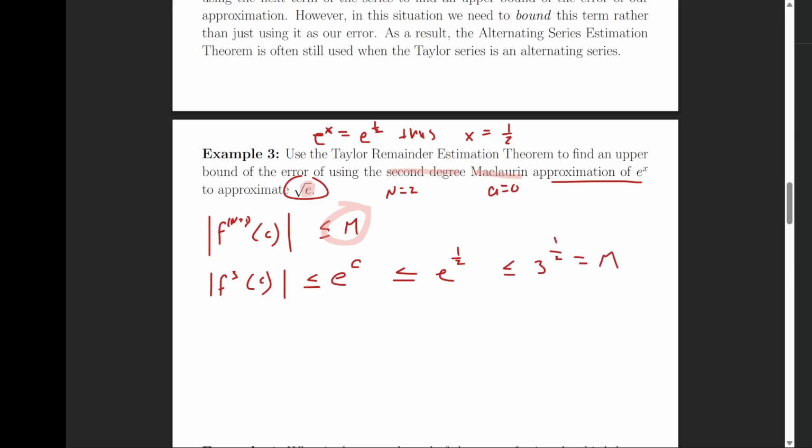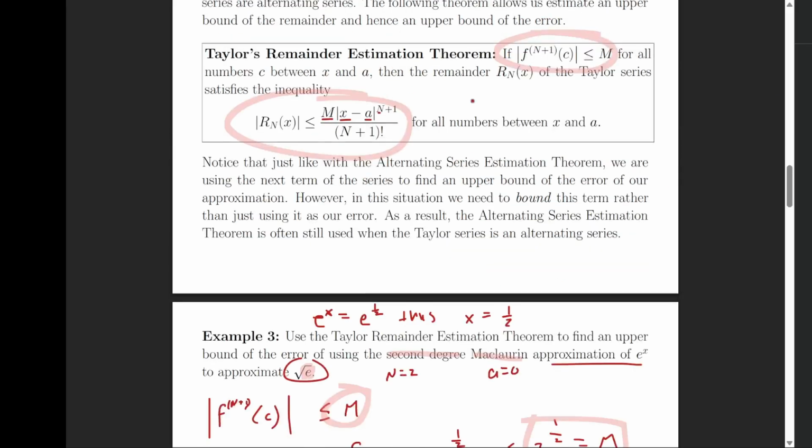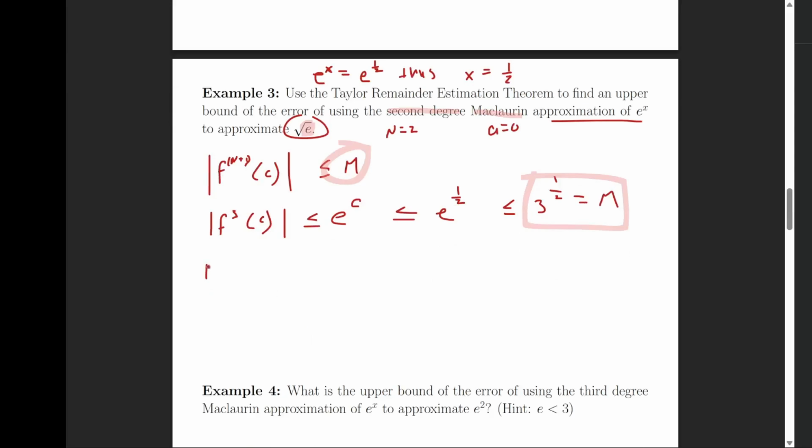This is equal to m, because if we just leave it like this, what are we going to do with it, right? e is not a value, we can't do anything more with it. So we're going to put it in terms of a direct number. So this is going to be our m. Now that we have all of our variables, we can plug it in. So the remainder n is 2, and then x is 1/2.